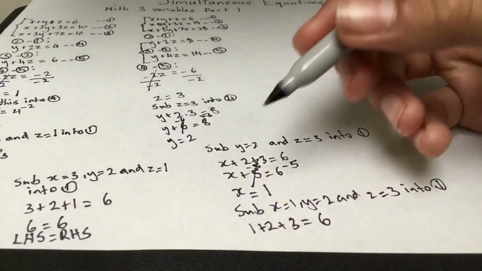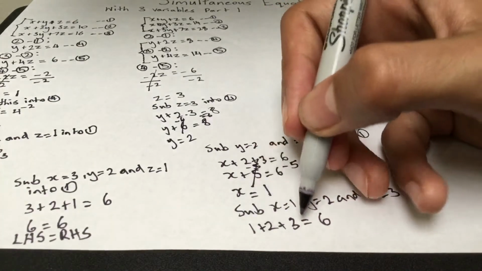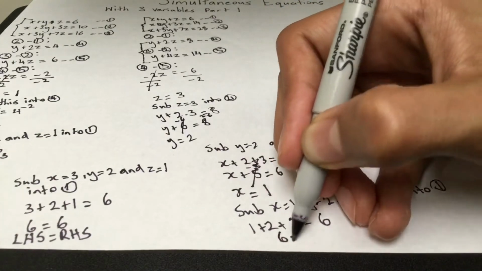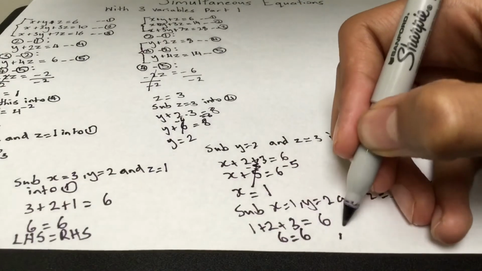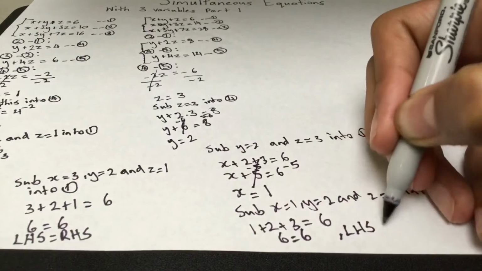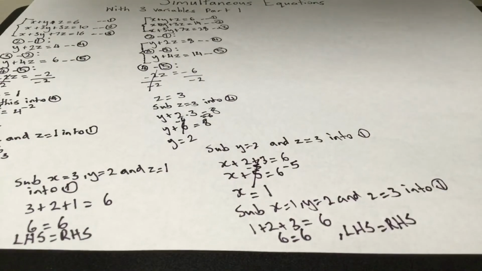It's equal to 6, so when you add these together, you should get 6. So 1 plus 2 plus 3 gives you 6. So 6 is equal to 6. That means our left-hand side is equal to our right-hand side, which means we have satisfied our equation.